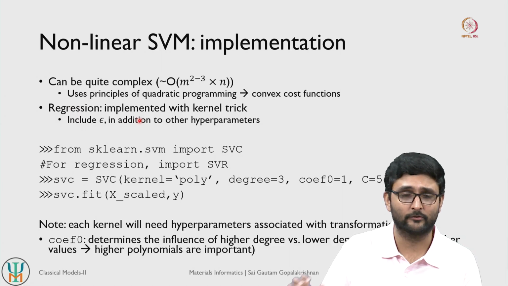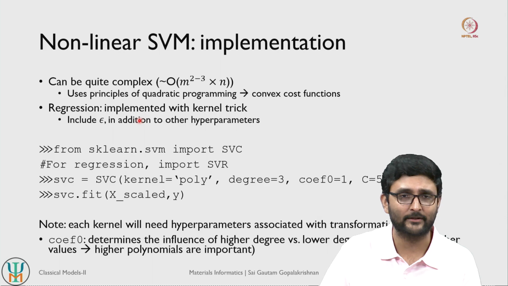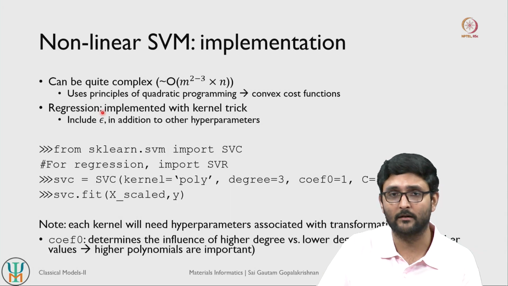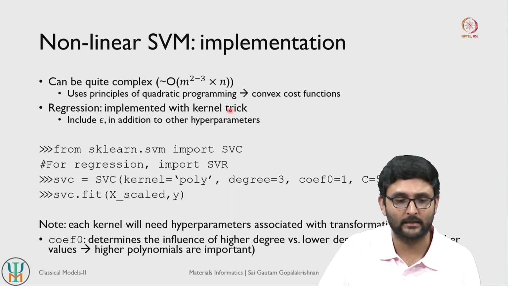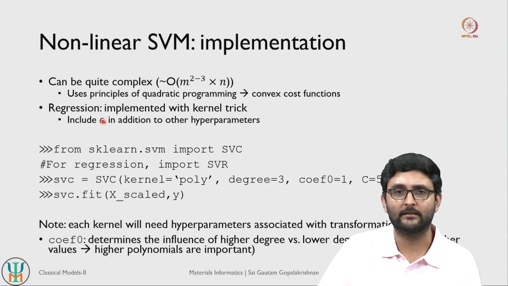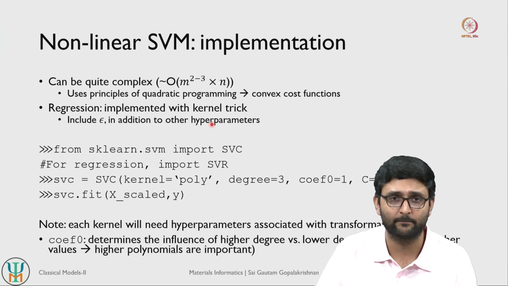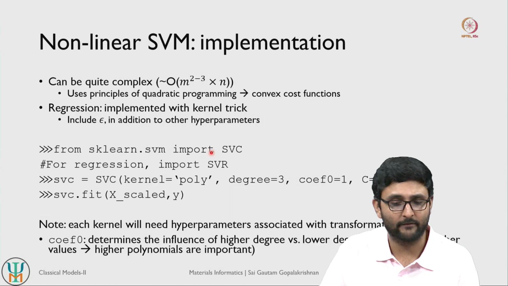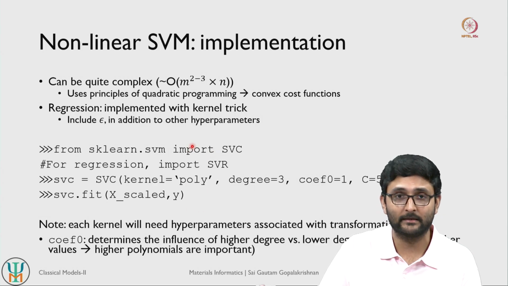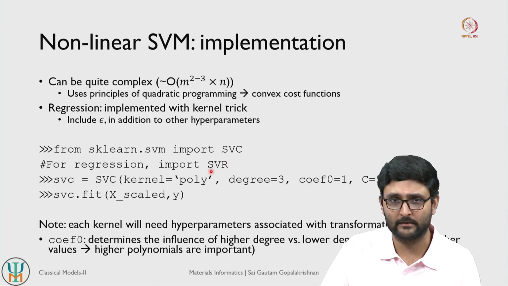We saw an example of classification in the last 2 slides, but you can also implement similar models for regression with the kernel trick, and the only difference is that we have to include an additional hyperparameter, epsilon, in addition to any other hyperparameters that we may want to tune. The way to implement this in practice is we use the same support vector machine module, but we import the SVC class. This is not a linear SVC, it is just SVC, which is support vector classifier. If you want to do regression, you would import SVR, which is the support vector regression.